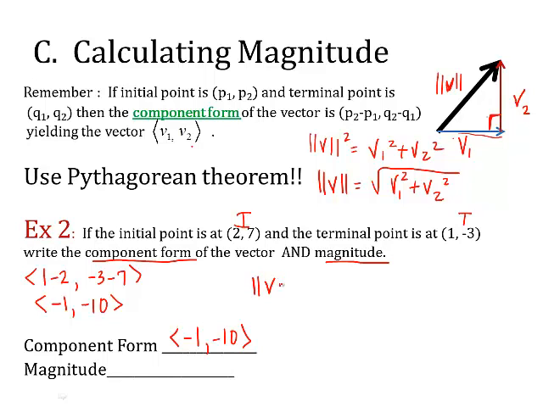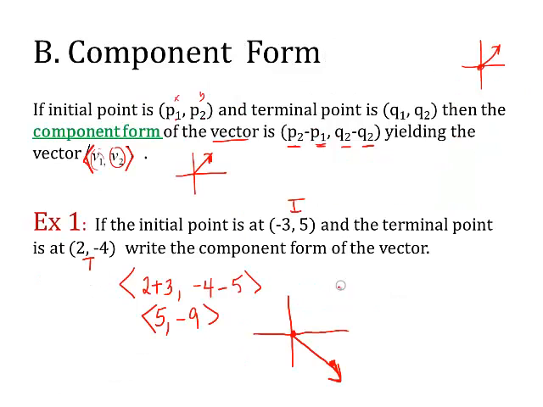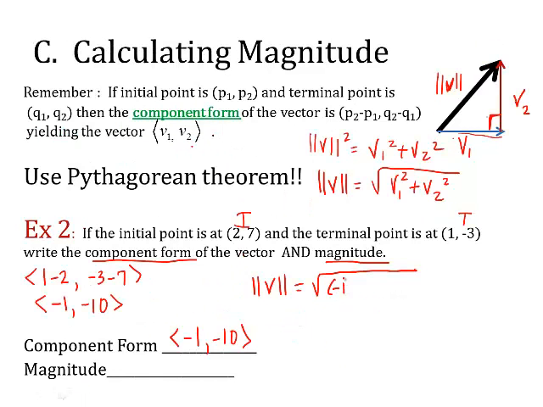Magnitude is going to be the square root of negative 1 squared plus negative 10 squared. Well, that's 1 plus 100, so it's the square root of 101. And if I plug that in my calculator, I get 10.0. You're going to round to 1 decimal, okay?